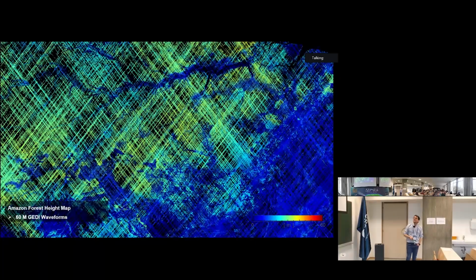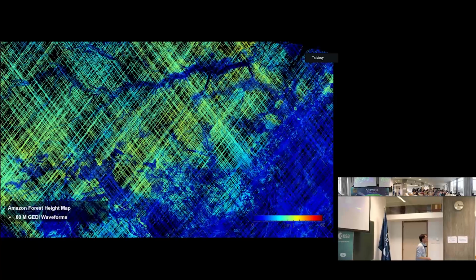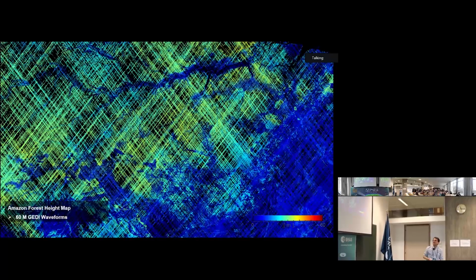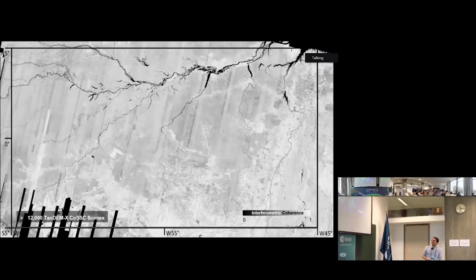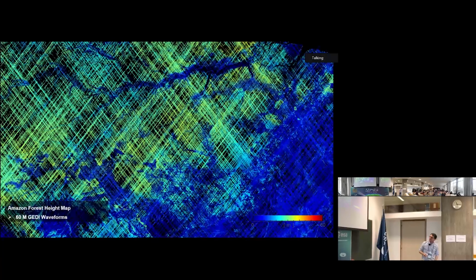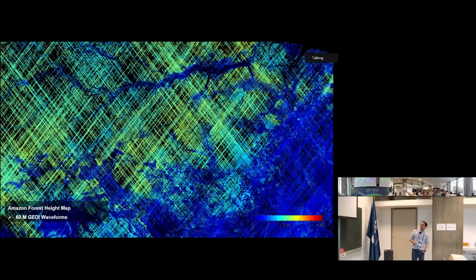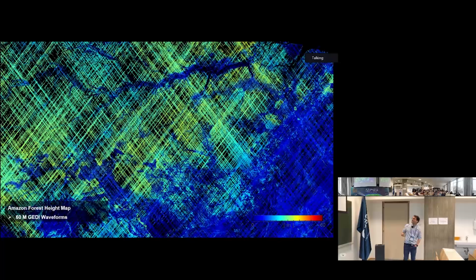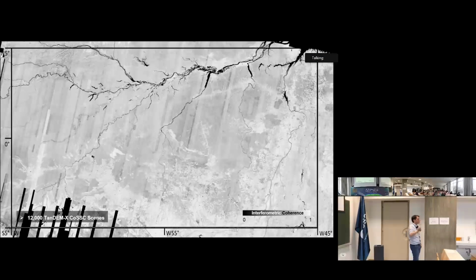GEDI looks like this here. The sampling is a bit better, but this doesn't change the fact that between one footprint and the next you may have a kilometer. And you can go back and forth, and you see that, for instance, where the height is very small, where everything is blue, your coherence is higher. Where the height increases, your coherence becomes closer to darker intensities. And this is what you would expect.